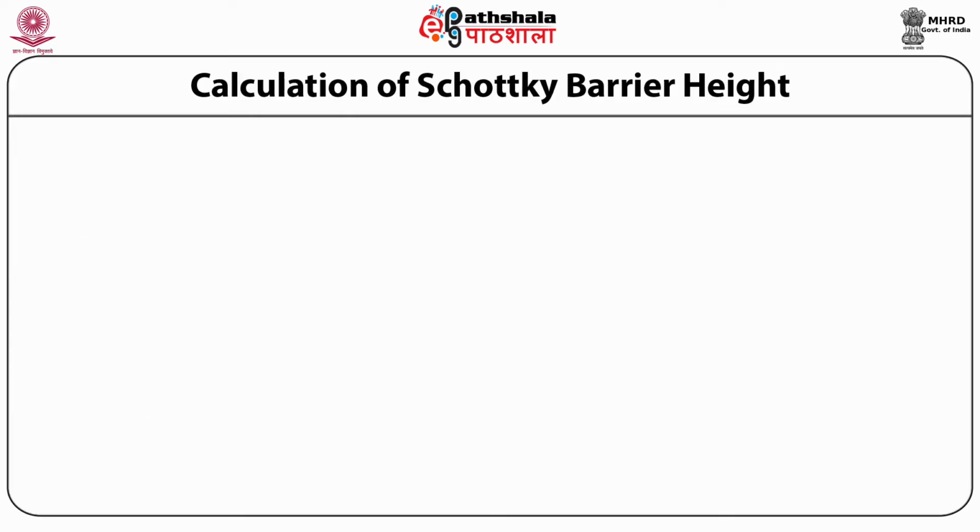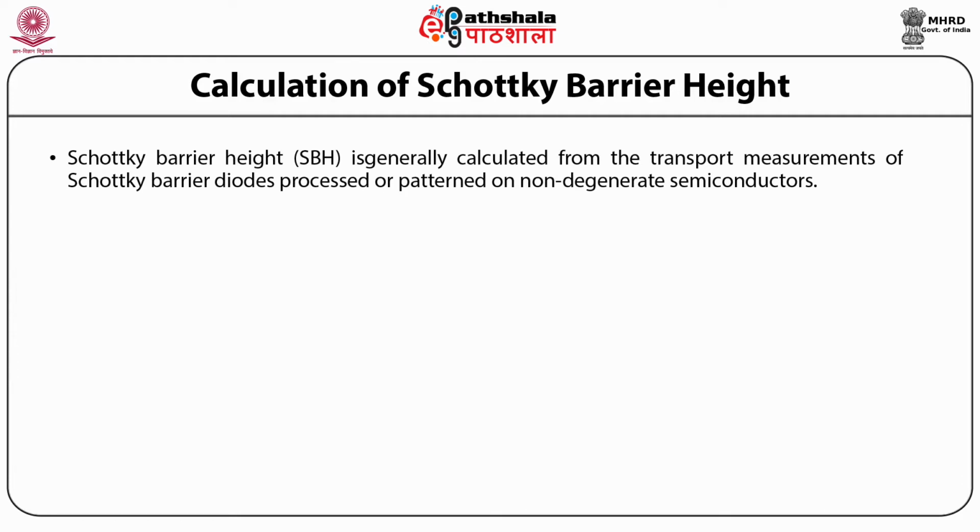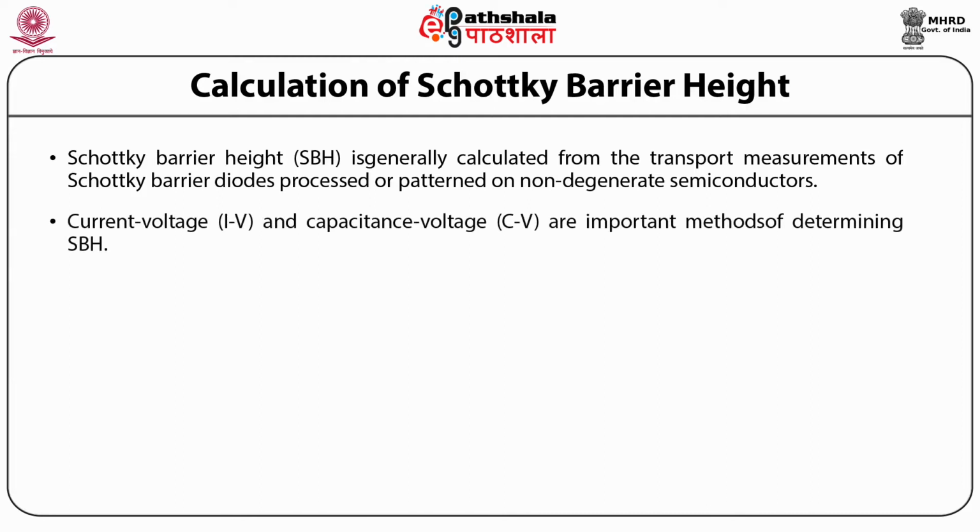Calculation of Schottky barrier height. Schottky barrier height, that is SBH, is generally calculated from the transport measurements of Schottky barrier diodes processed or patterned on non-degenerate semiconductors. Current-voltage, that is IV, and capacitance-voltage, that is CV, are important methods of determining SBH. Both these techniques presume that the barrier height being studied is uniform.